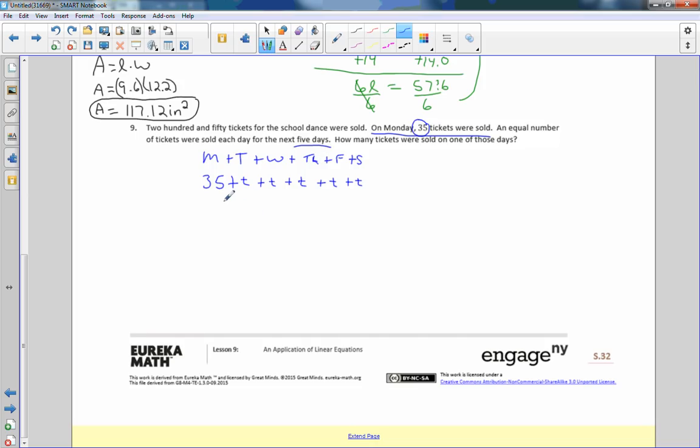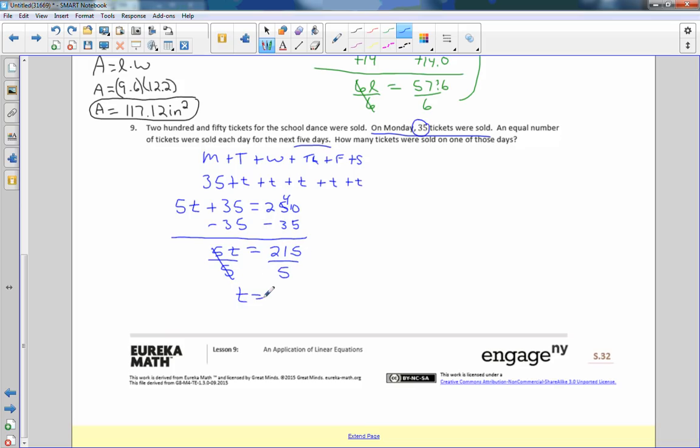Then I combine like terms. Oh, actually, I'll put it in standard form at the same time. 1, 2, 3, 4, 5 tickets, 5 days of selling tickets, plus the 35 on Monday, totaling 6 days, and the total was 250 tickets. If I subtract those 35 tickets from Monday, then I get the other 5 ticket days we sold 215 tickets. And if it was the same amount each day, we just have to divide by how many days.